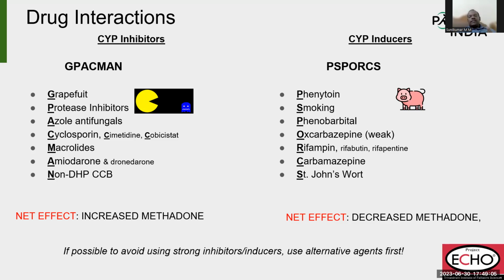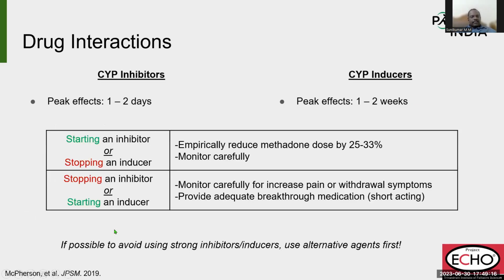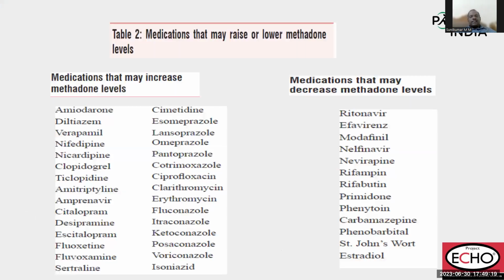These are not the only medications which are cytochrome inhibitors or inducers. There are a lot of other medications which can cause cytochrome inhibition as well as induction. And this is the list. I'm not reading this, just keep in mind there are a lot of medications. Probably you can take a copy of this and paste it in the nursing station, so that when you start a patient on methadone, you can go through this and see whether the patient is having any of these medications.